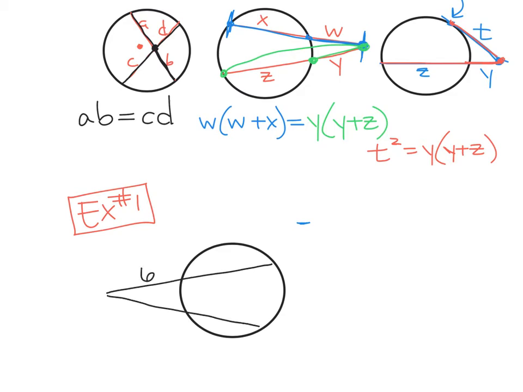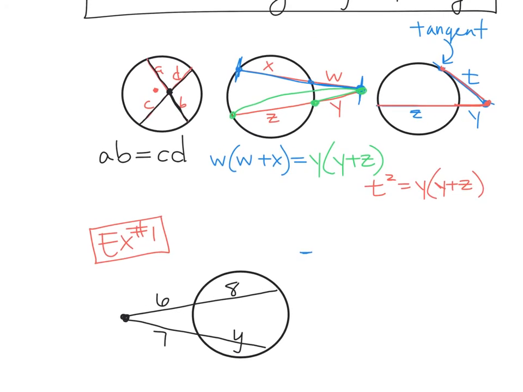This is 6, 8, 7, and Y. Okay, so I want you to think through this. First of all, we drew 3 pictures to start. First, second, and third up here. Which picture is this representing?